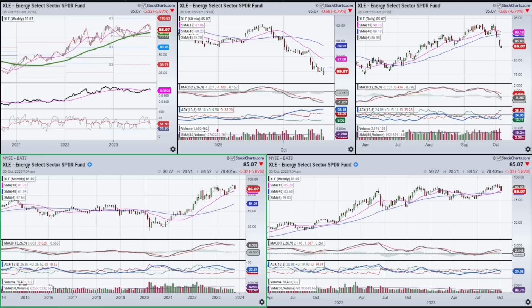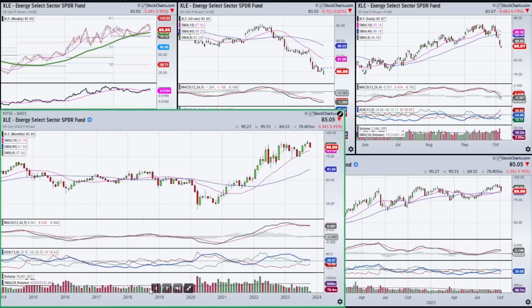All right, I want to look at a few sectors real quick. XLE, I get a lot of questions about energy, and rightfully so. It's one of the few areas that actually has some patterns that have some pretty decent looks to them. But let's just take a quick look here.